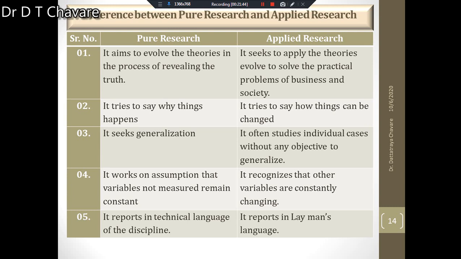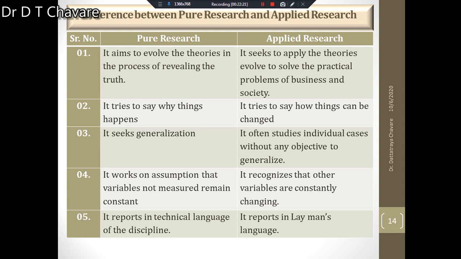The fourth difference we have to understand is that pure research works on the assumption. Don't forget it. Pure research works on the assumption that variables not measured remain constant. It means that those variables not measured remain constant. Okay? And applied research recognizes that other variables are constantly changing. This is the difference between applied research and pure research.